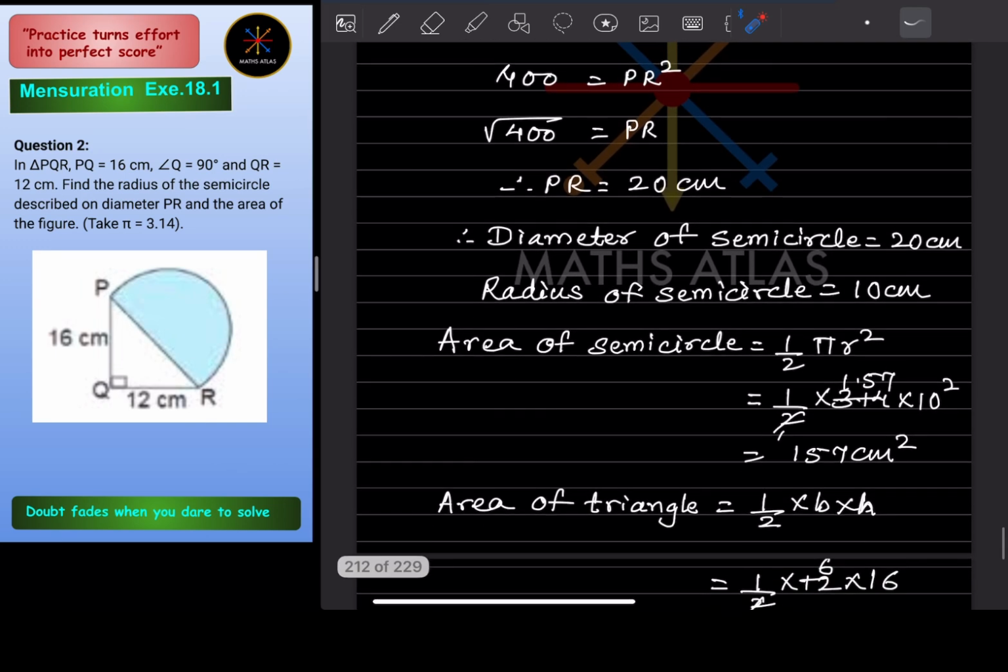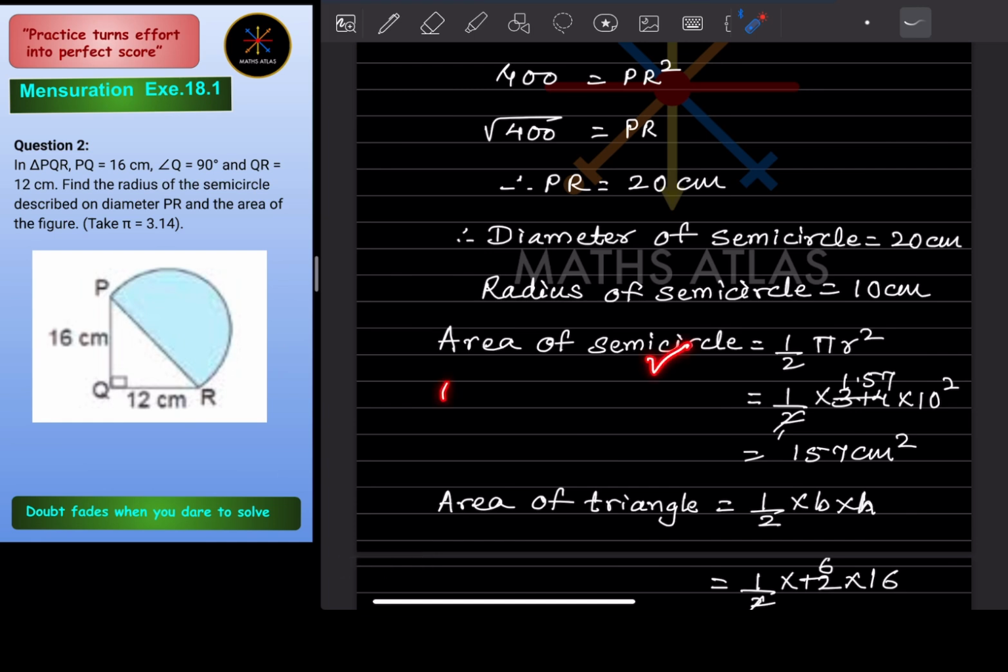Now the area of the figure: there is a semicircle in the figure and there is a triangle in the figure. So the area of the semicircle, you can take either first, both are going to be the same. The formula is half pi r square. You should know the formulas by heart. Here we can take 3.14 or 22/7, both are okay. I've taken 3.14 here, because in the question they said take pi is equal to 3.14. And this is going to be 10 square. When you simplify this, you get 157. The area is always going to be in square units, centimeter square.